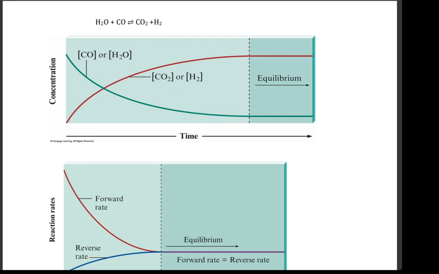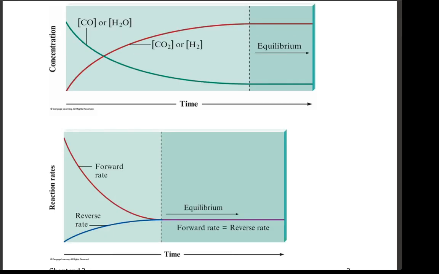So we have the first graph, concentration versus time, and the second graph is reaction rate versus time. We start with the reactants, and that's the green, and their concentration is decreasing with time, but it reaches a steady amount. The products form, represented by the red line. We start with none, but they form, so their concentration increases, and they reach a steady amount. At that point, equilibrium is achieved.